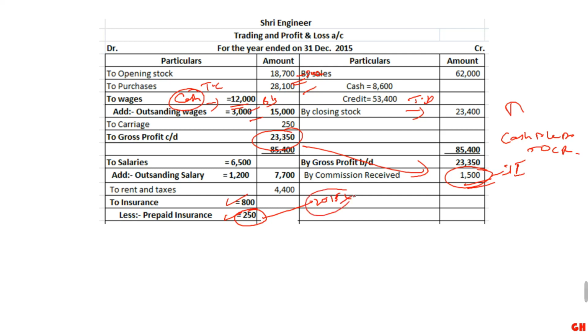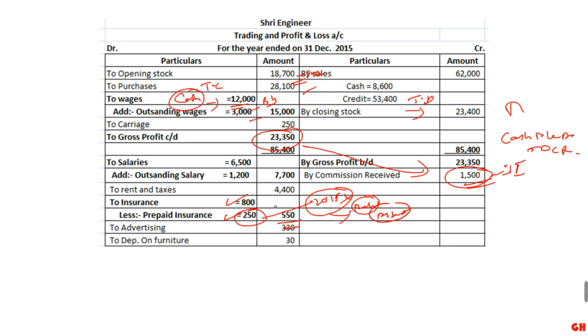And the prepaid insurance doesn't belong to 2015. It was supposed to be paid for next year. So this is prepaid insurance, paid in advance. Since this advance will be utilized next year, it will be shown on the asset side as prepaid insurance. That's why we are deducting 250 rupees from the 800. The answer is 550. So only 550 is allocated to 2015.